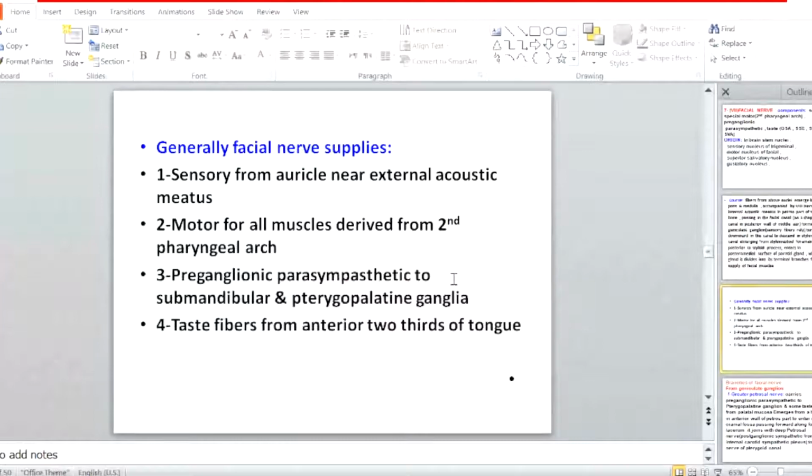Now, generally, we have seen that the facial nerve supplies sensory from the auricle near external acoustic meatus and middle ear, motor for all muscles of second pharyngeal arch, that is the muscles of facial expression, auricular muscles, the stapedius of the middle ear, and posterior belly of digastric muscle. Next, preganglionic parasympathetic fibers to two ganglia, submandibular ganglia in the submandibular region, and pterygopalatine ganglia in pterygopalatine fossa. Then it supplies taste fibers from the anterior 2/3 of the tongue.